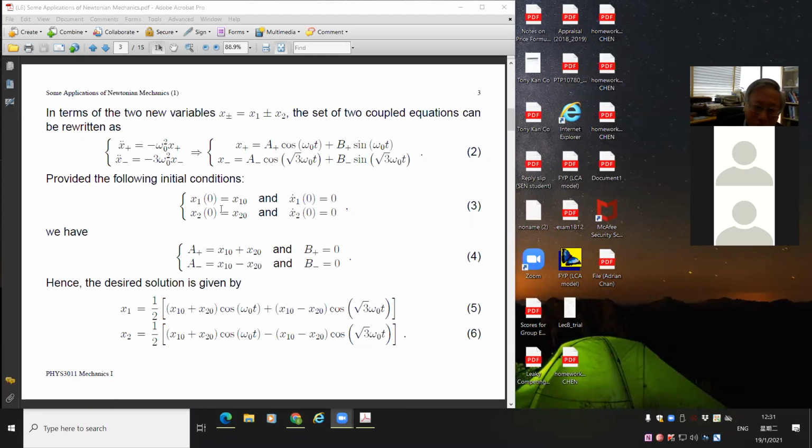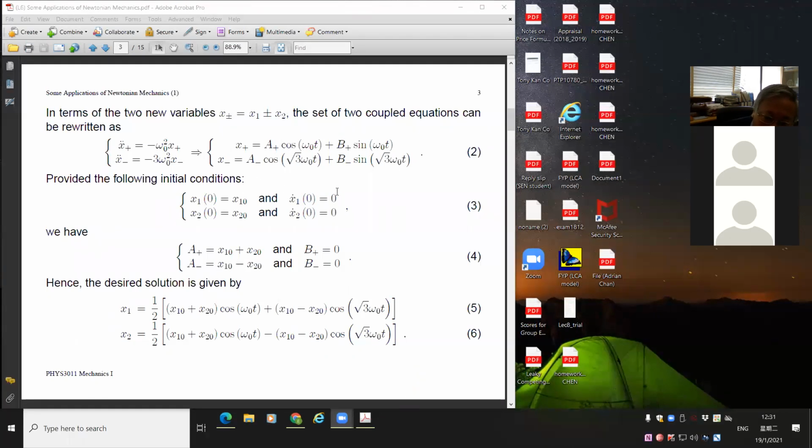So we substitute these conditions into equation 2 here. At t equal to 0, the sine function will give you 0. So we will have a plus and a minus. So we have a plus equal to x1 naught plus x2 naught, and a minus equal to x1 naught minus x2 naught.